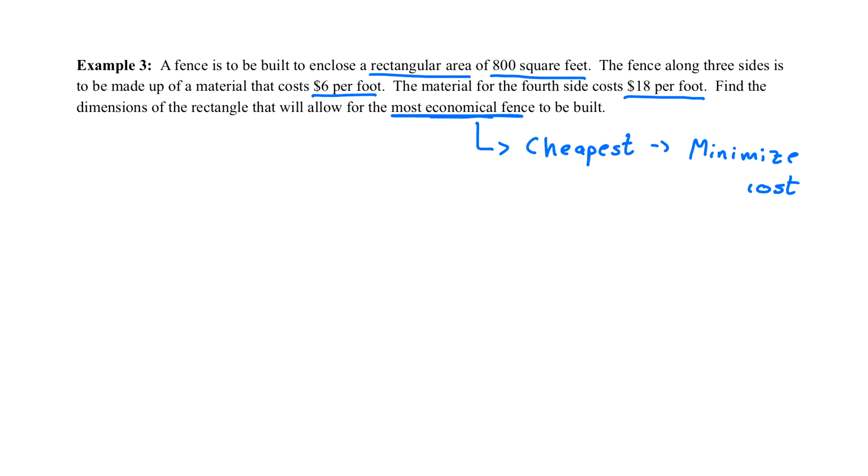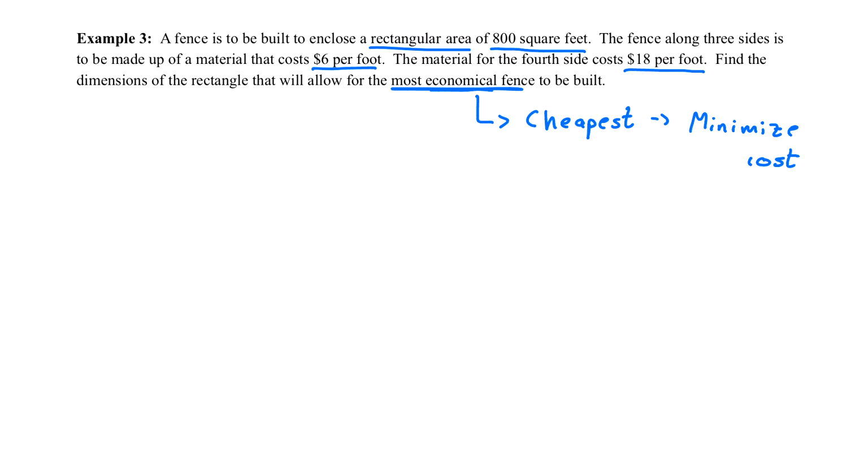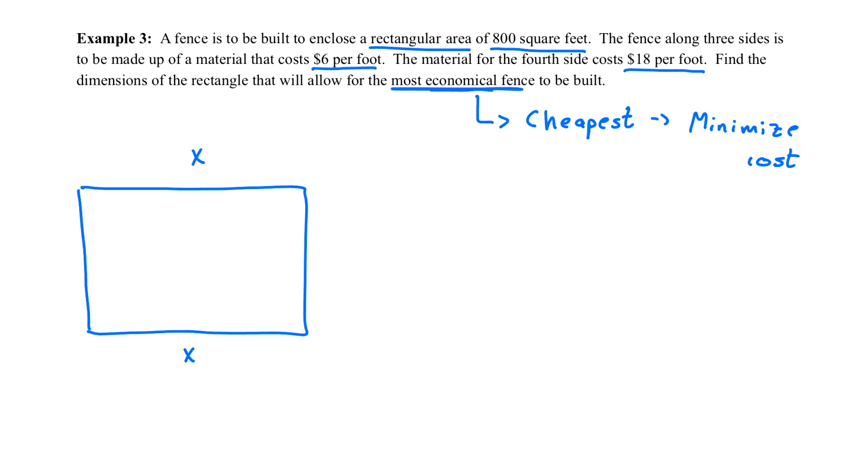So in this case, we've got a rectangular area. I do think it would be a little bit helpful to draw out what this looks like. We've got our rectangular fence. It's going to look something like this. I need some variable names for my sides. I'm going to call the long side X, and then the short side of my rectangle, I'm going to call Y.